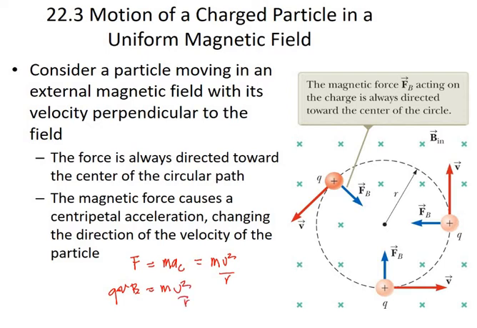If you cancel here one of the v's, you will have qB is equal to, sorry about that, qB is equal to mv divided by r. And you can solve here for r, you can solve here for the velocity, you can solve here for the charge. And if we look at the next slide, look at this.